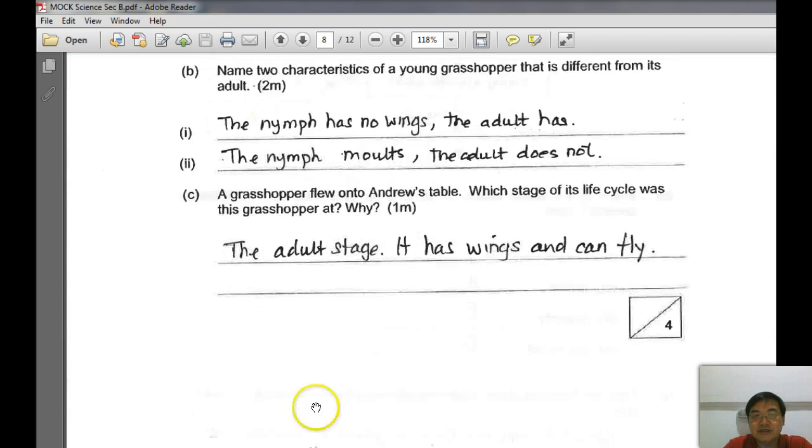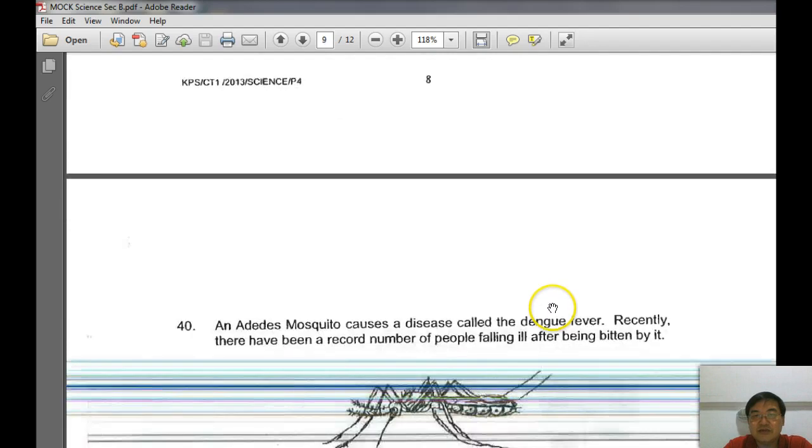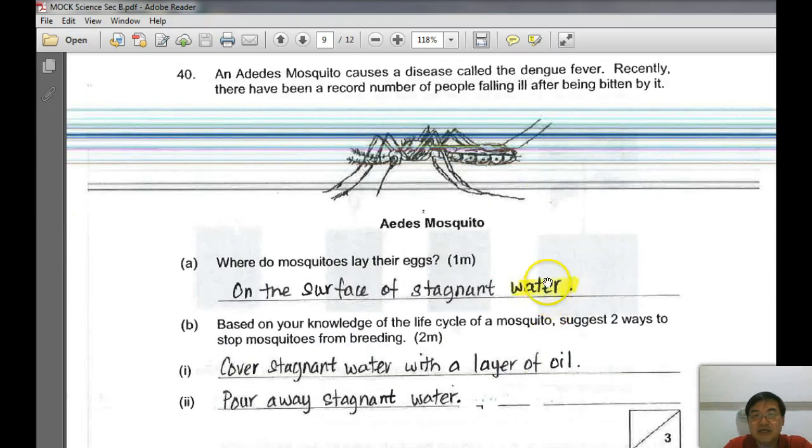Next. Now the grasshopper flew onto an anthrostable. Which stage of its life cycle was this grasshopper at? Obviously the adult stage because it can fly. Let's carry on to the next one. This is the Aedes mosquito. Now it caused a disease called dengue fever. Recently, there have been a number of records of people falling ill after being bitten by it.